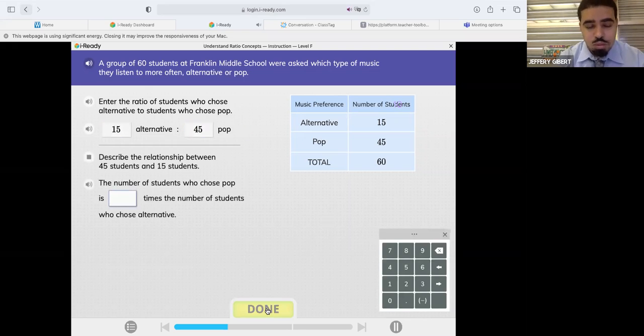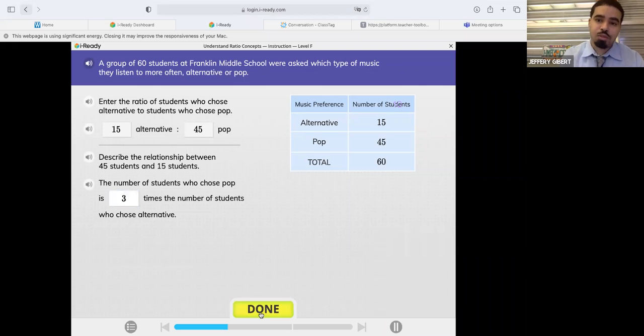Describe the relationship between 45 students and 15 students. All right. So Queen Africa, the number of students who chose pop is blank times the number of students who chose alternative. So they're basically asking 15 times what is 45? Yes, 3. So 15 times 3 is 45.